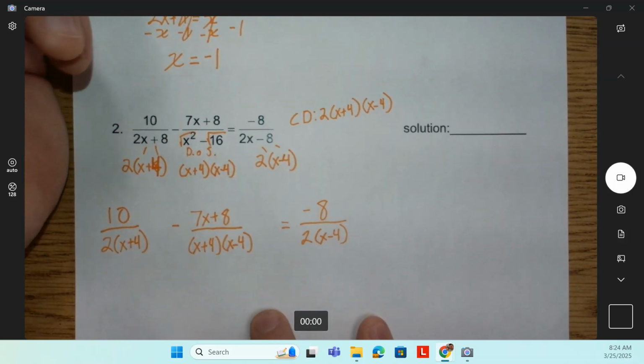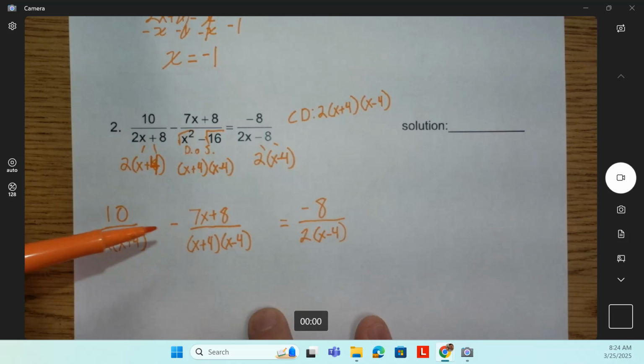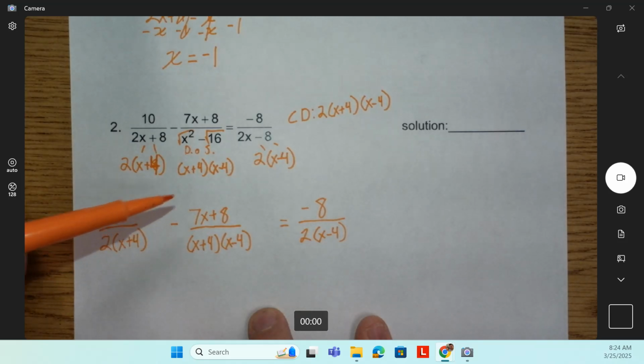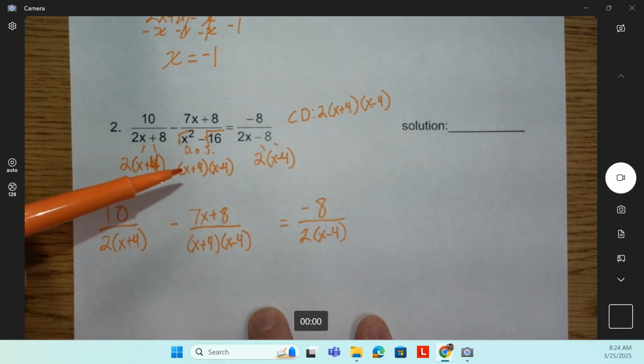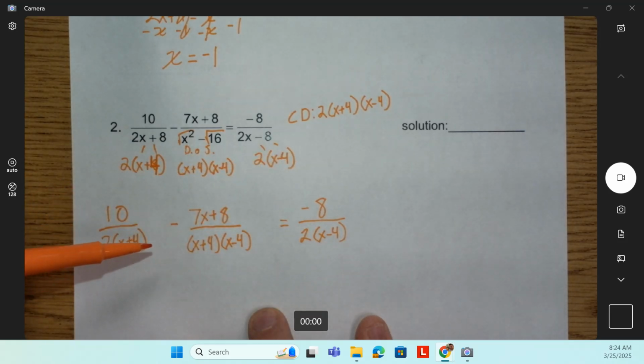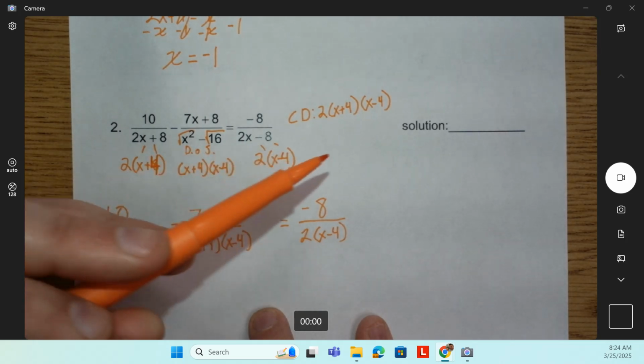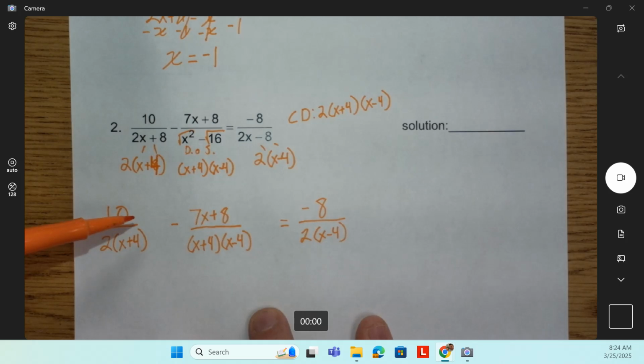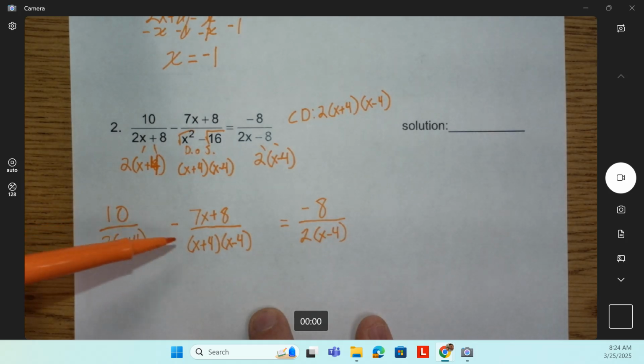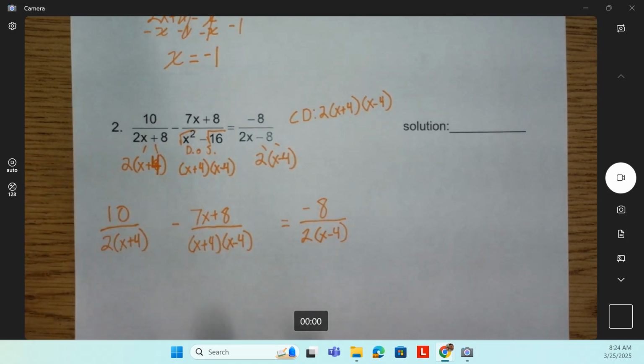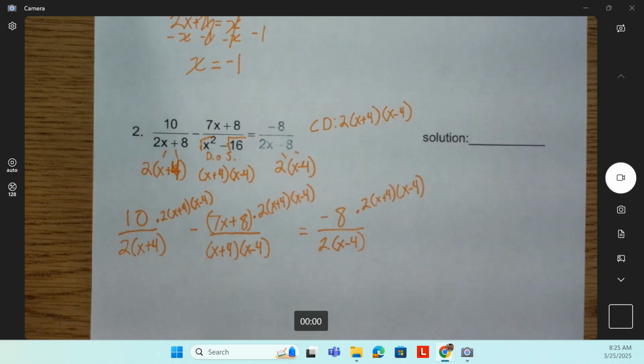And so next thing I'm going to do is multiply each part by that whole common denominator. You'll see pretty quickly and be able to shorten it that I have a 2 and an x plus 4. The part that I'm missing is all that's going to end up here with the 10. And the same with the other two fractions. So we'll write out that common denominator for this one, but probably shorten a little bit as we go.